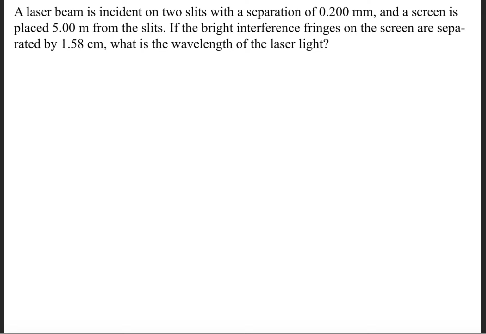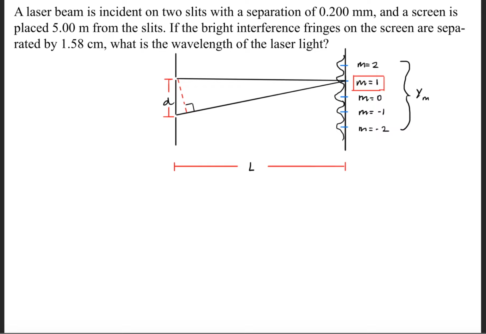As with most problems, we want to start off by drawing a diagram of the situation. So right over here, this is a typical diagram of your double slit experiment, where you have the separation distance between the openings right here, and you have your screen that shows the interference pattern.